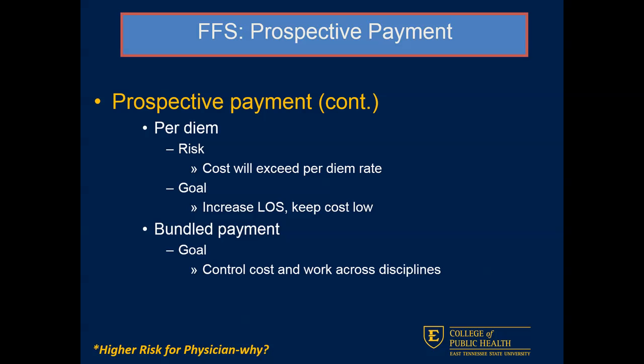So the incentive here is to really control cost through efficiency and work across all these different disciplines effectively. So you want communication and cooperation between the OB doctor, the pediatric doctor, and the labor and delivery unit, because you're getting one bundled payment for this wide array of services, and now you're going to have to start splitting that payment out for all these different services, but you're getting one set amount in this bundled payment method.